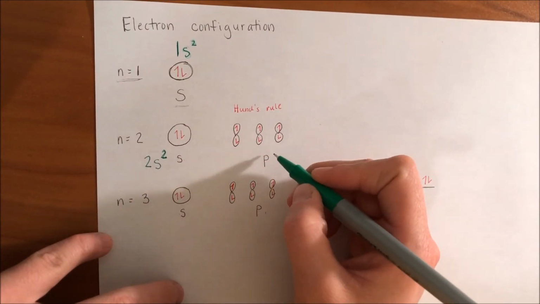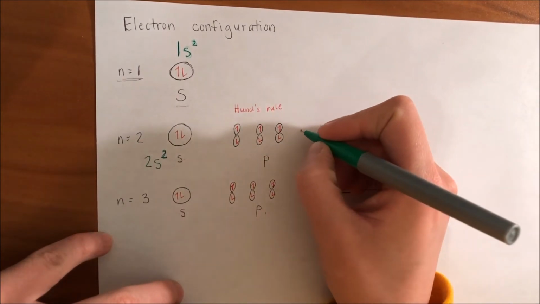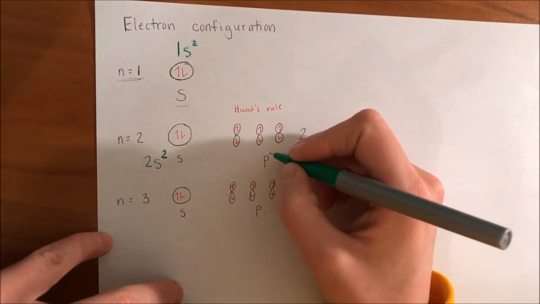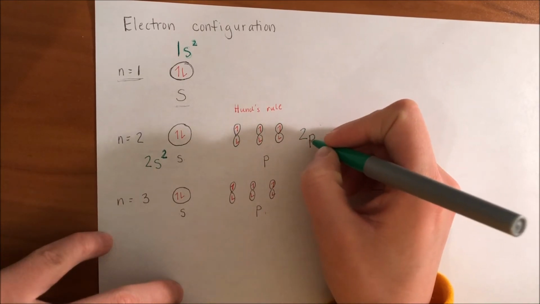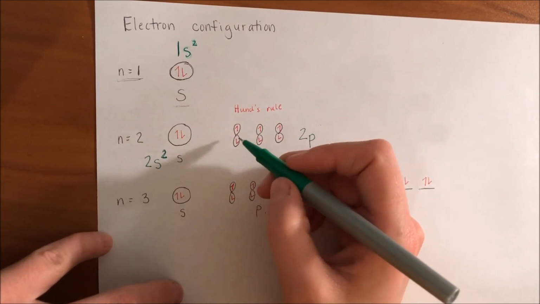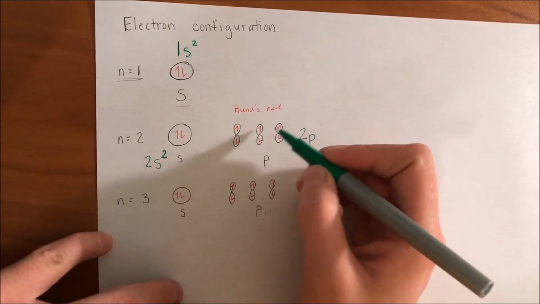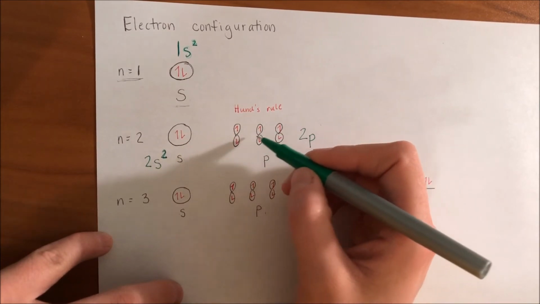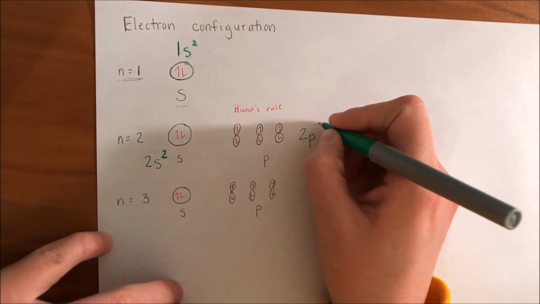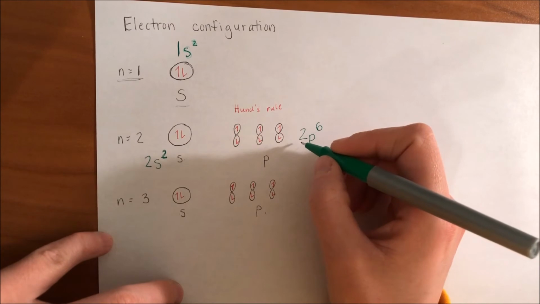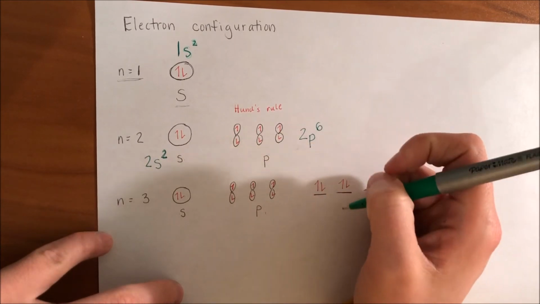Now, let's move over and consider the P subshell. Again, we're still working with the second energy level and with the P subshell. But now if we look, we have filled the subshell with 6 different electrons because there are 3 orbitals that can each hold 2 electrons, and 3 times 2 is 6. So we could say that this is the 2p subshell that's been filled with 6 electrons.